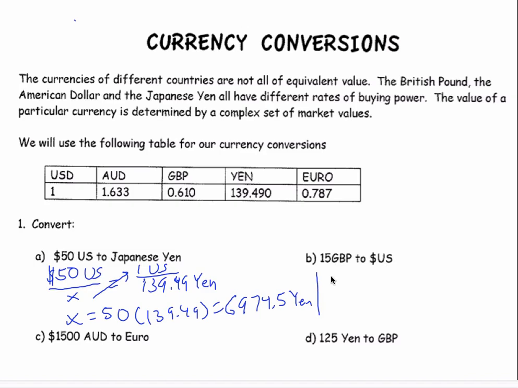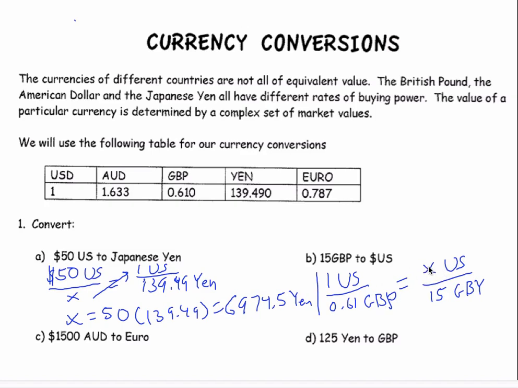Okay, next, 15 Great British pounds to US dollars. So we have a separate proportion: the ratio of 1 US dollar to 0.61 Great British pounds should be equal to the ratio of X US dollars to 15 Great British pounds. These ratios are always going to be equal. We can use that proportion to solve our equation and find the number of US dollars.